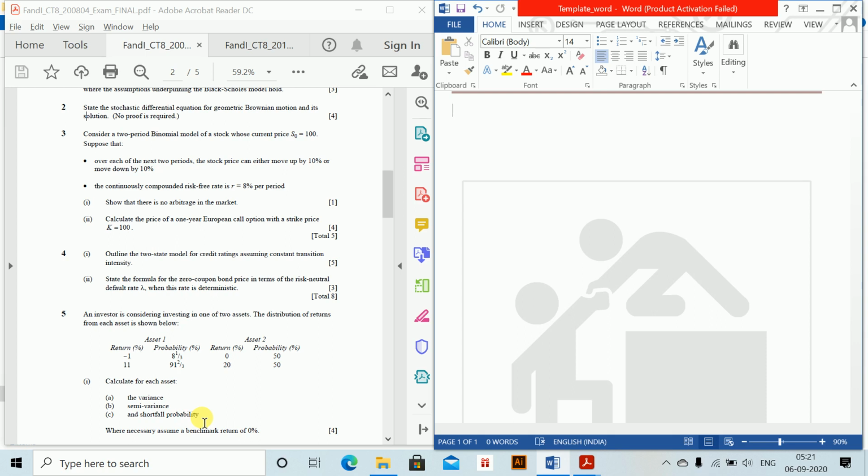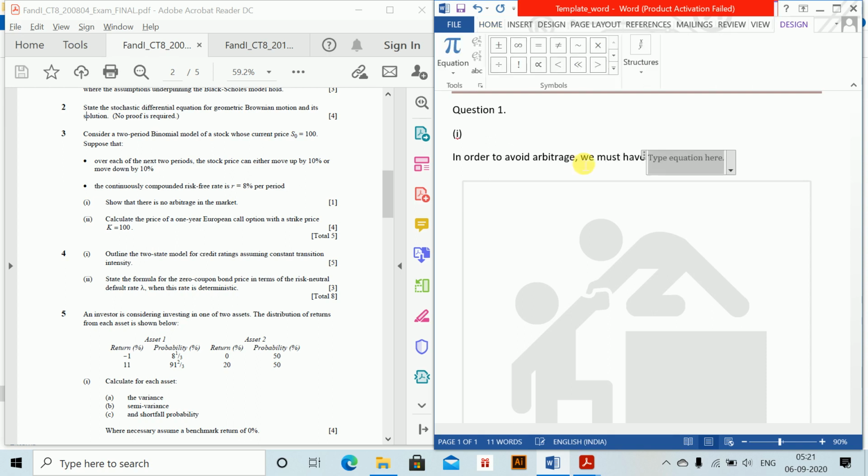So we need to calculate the binomial tree. This is question 1. Part 1 is the binomial tree. Now the first part is to show that there is no arbitrage in the market. So in order to avoid arbitrage, we must have D less than e to the power R less than U.